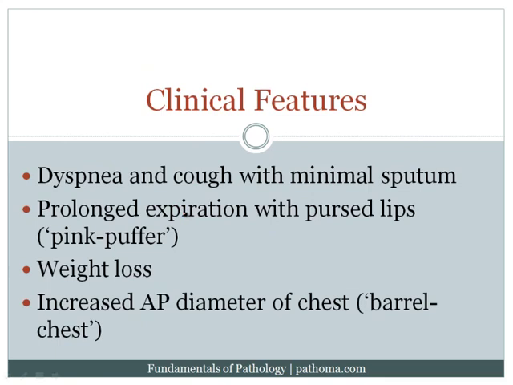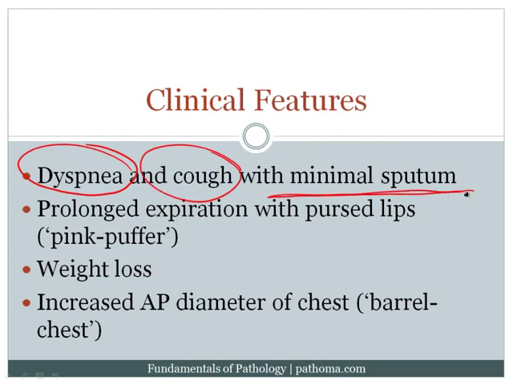Now, clinically, the features are going to be the following. The patients will have dyspnea, shortness of breath. They're going to have cough, but they won't produce sputum. This is not chronic bronchitis, so they're not going to be coughing up a ton of mucus. The patients are going to have prolonged expiration with pursed lips. This is very, very, very high yield.